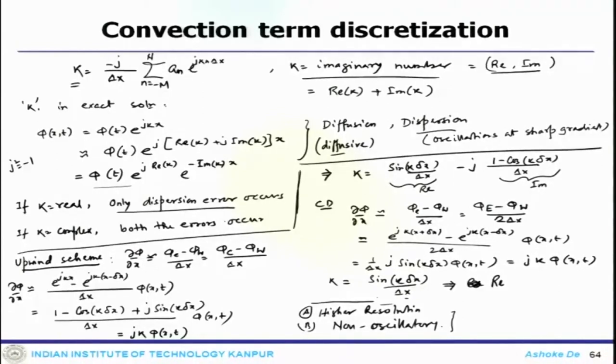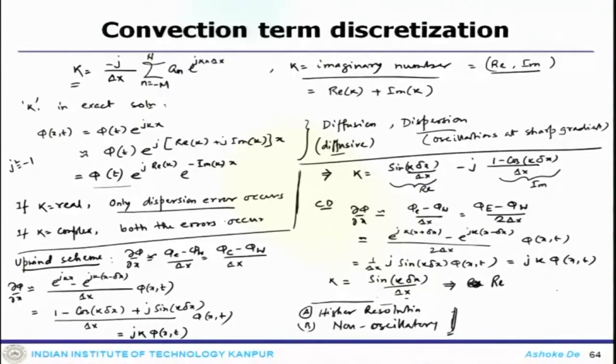which we will discuss in the follow up lectures, where you can see how we can devise higher order resolution schemes, but at the same time preserve the property of non-oscillation, so that whenever you get a sharp gradient, the wriggles should not appear in the solution.